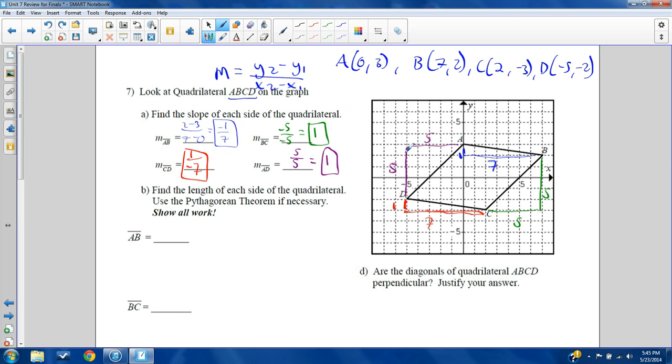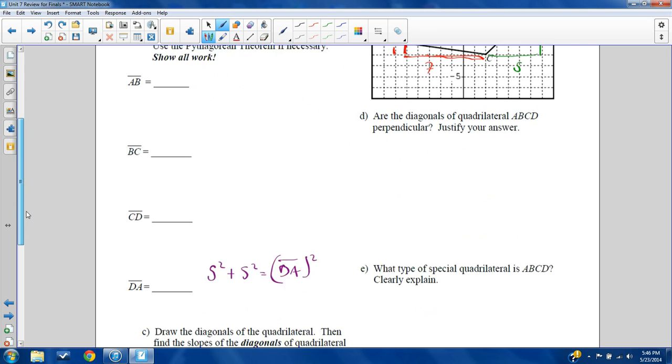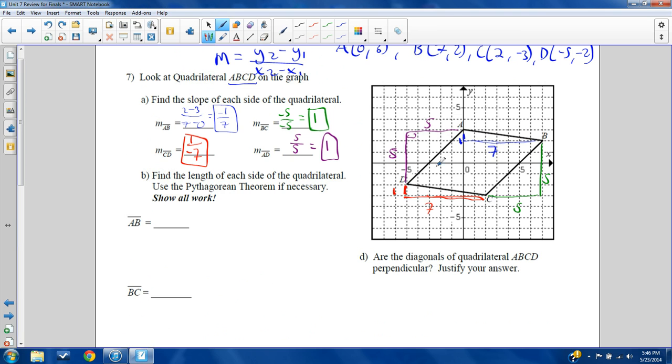We've made right triangles. Check this out. There's a right triangle. I can find the length of AD by using the Pythagorean theorem. All I have to do, I'll do it right now for you, is DA: 5 squared plus 5 squared equals this length, DA squared. A squared plus B squared equals C squared. It's the Pythagorean theorem. So that's the setup for that problem, and I'm going to get that length by doing that.